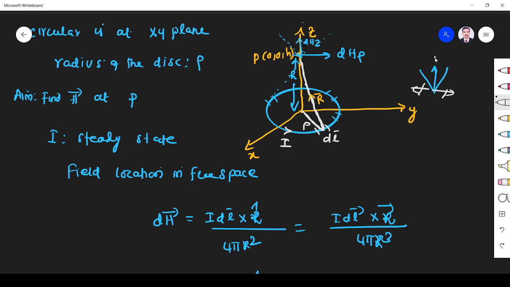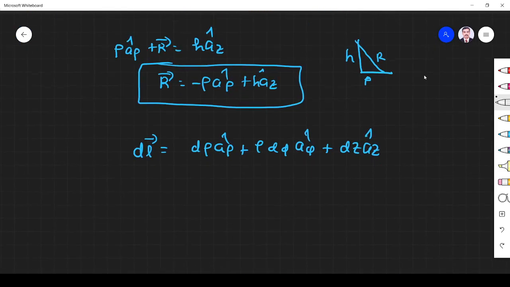So this is my H component, Z component, this is my rho component, because this is rho, this is also rho, everywhere it is rho component. So the rho component is 0, the H component is present, right? So in this equation, we can make the rho component 0. So d rho A rho is negligible because this is 0, right? So that is one important point.